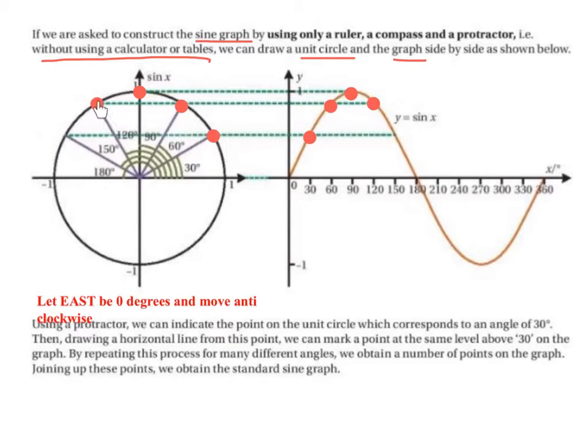Continue along the unit circle until we get to 150 degrees, plot that point on the circle. Then draw a line across until we match up with 150 degrees on our x-axis and plot that point. Then continue around to 180 degrees, plot that point on the unit circle, and then draw a straight line across to match up with 180 degrees on our x-axis. We'll continue this process, plotting all the points of y equals sine of x up as far as 360 degrees, and then we join our points together.